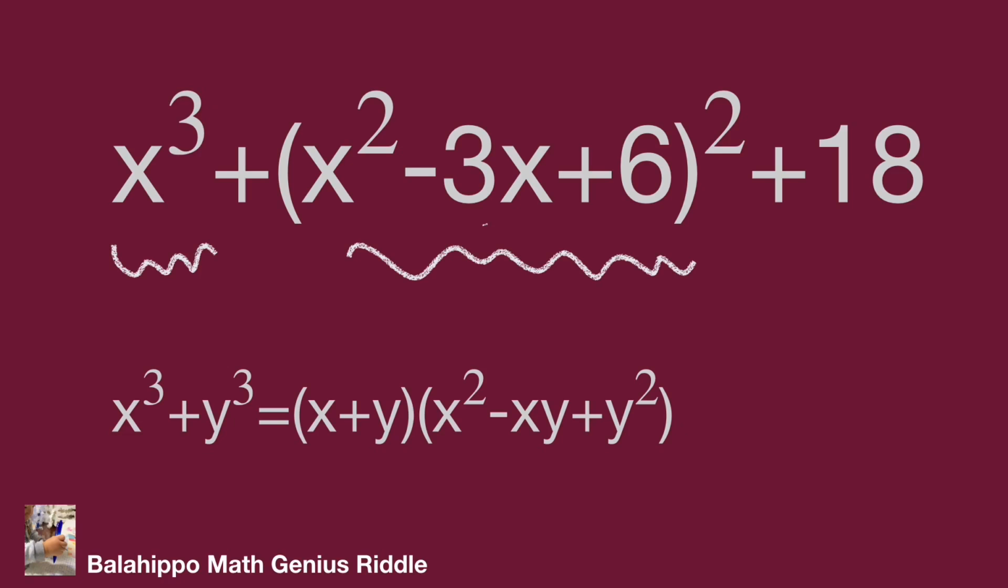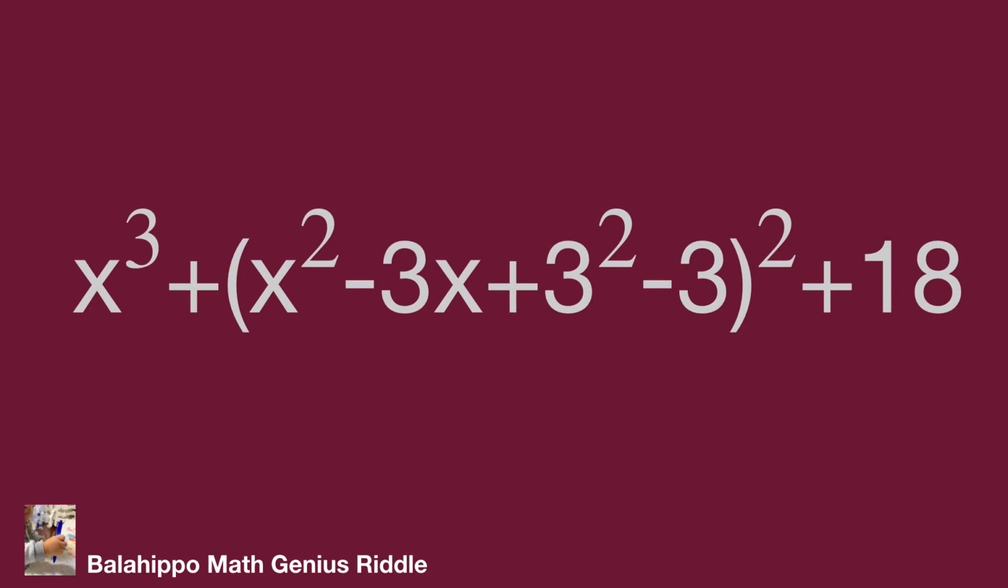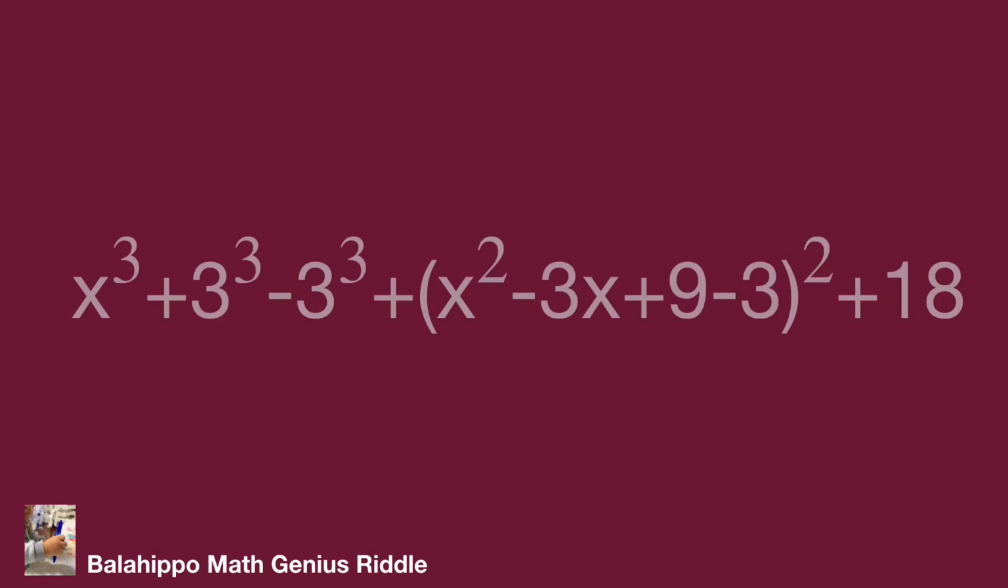Compare (x squared minus xy plus y squared) and x squared minus 3x plus 6. We may adjust x squared minus 3x plus 6 to fit in this formula. Let x squared minus 3x plus 6 become x squared minus 3x plus 3 squared minus 3 squared plus 6... It is the pattern of the formula. After that, add 3 cubed into x cubed as one group, then minus 3 cubed.